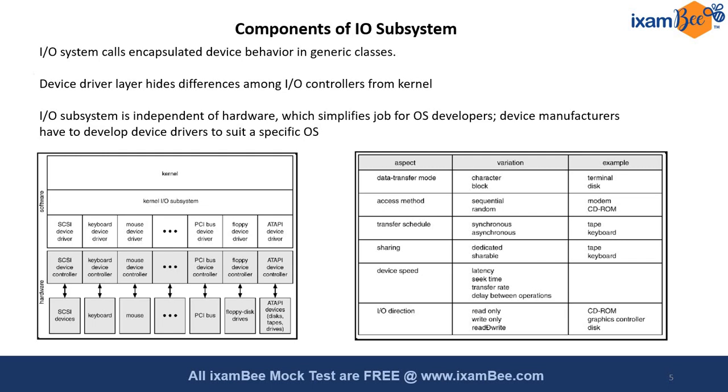The other diagram talks about the different aspects of the IO devices. For example, the data transfer mode, the access method, the transfer schedule, and sharing, meaning whether the device is shared or dedicated. Device speed, IO direction: is it read only, write only, what kind of direction. There are some examples in the third column, you can relate to that. This is an extra table which you can utilize to understand the IO device features or characteristics.